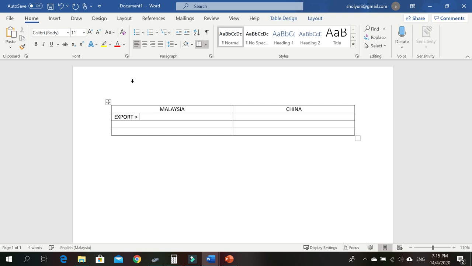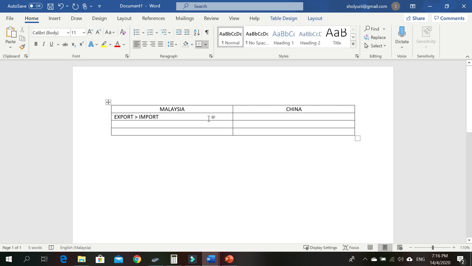Meaning that Malaysia banyak jual barang Malaysia ke China. Kita jual palm oil, kita jual petroleum, kita jual macam-macam. Sebab Malaysia has lots of natural resources yang tak ada di negara luar. Sebab kita iklim khatulistiwa kan. Banyak benda yang kita boleh produce yang tidak boleh diproduce dekat negara China. So, they buy lots of our product.